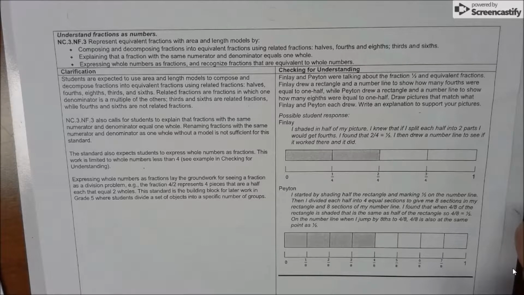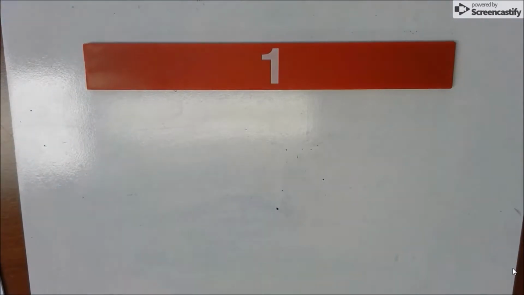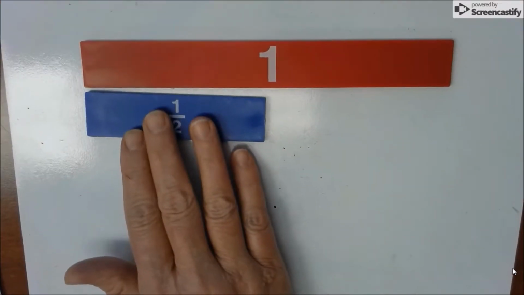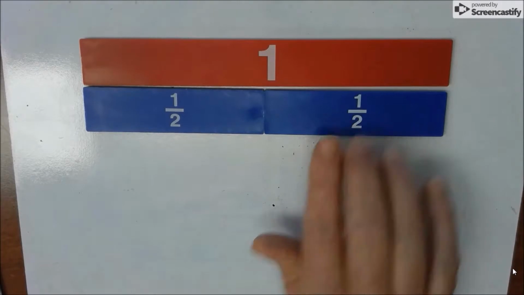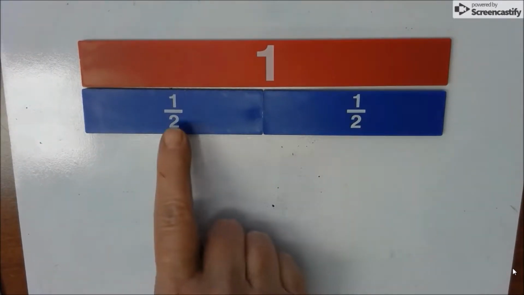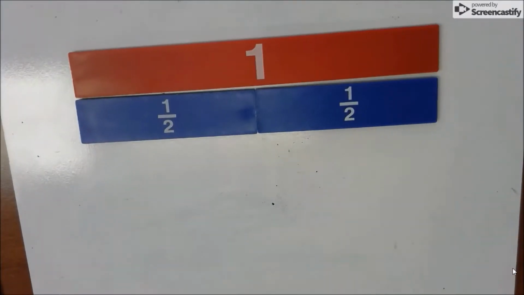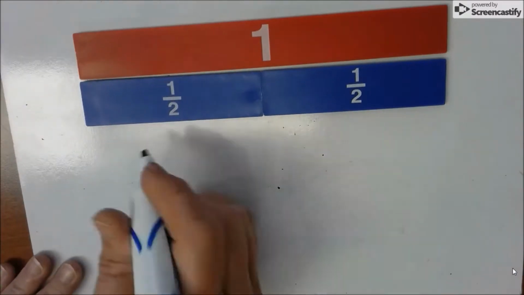In third grade, models are used to help students understand equivalent fractions. We can use length models to represent the whole and parts of a whole. This length model represents 1 whole. If I divide this length model in half, I get 1, 2 halves, and I can see by looking at these models that 2 halves is equivalent to 1 whole.